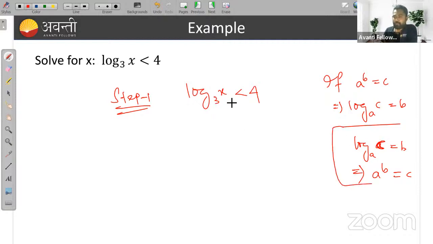So we have, don't bother about the inequality because we have the base as 3. 3 is greater than 1, so the inequality will not change. Use this rule here. So what will happen? Now 3 raised to 4 will be less than x or greater than x? Tell me. Let me know in the chat box.